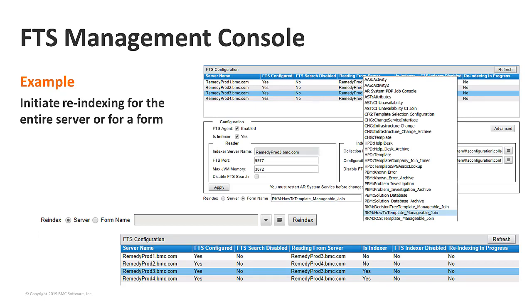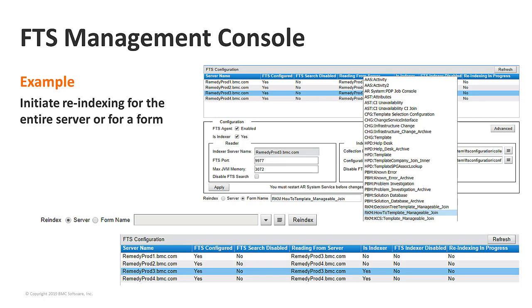So from this slide, we can see that you can initiate reindexing for the entire server or for just a form. And you can select either server or form to trigger the reindex operation. If you choose server, the reindex operations start on all the indexer servers. And for a form, the reindexing operation starts for the selected form on all the indexer servers. So from the top slide, you have an example of how you can select just a form.